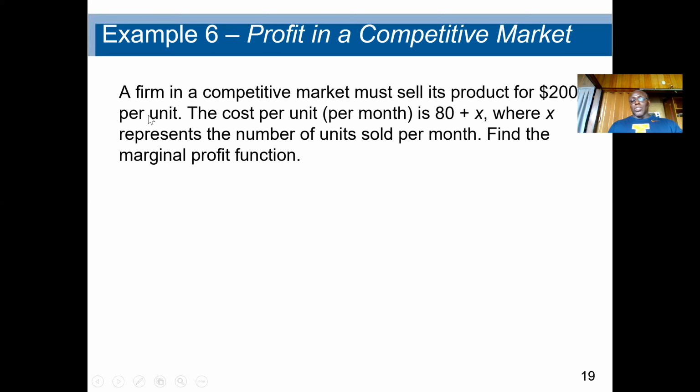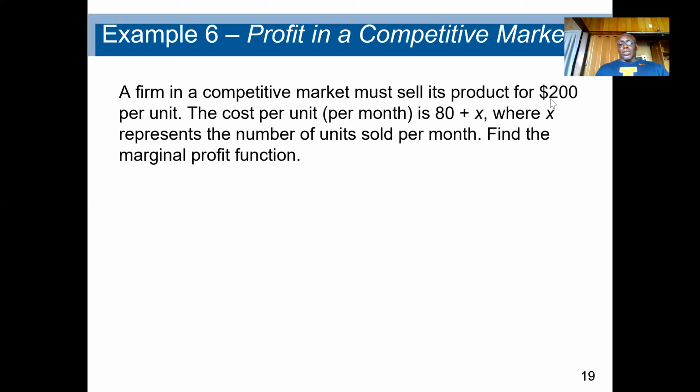When I look at this question, they say a firm in a competitive market must sell its product for 200 per unit. So this means the revenue will be 200 times X, the number of units. Now the cost per month is 80 plus X, where X represents the number of units. So profit will be 200 times X minus 80 plus X, because profit always will be the revenue minus the total cost.